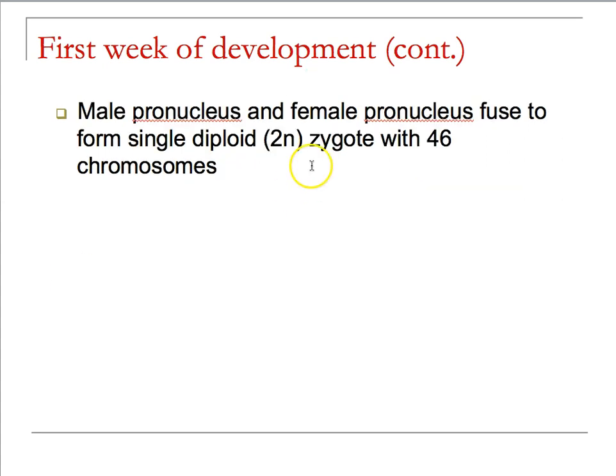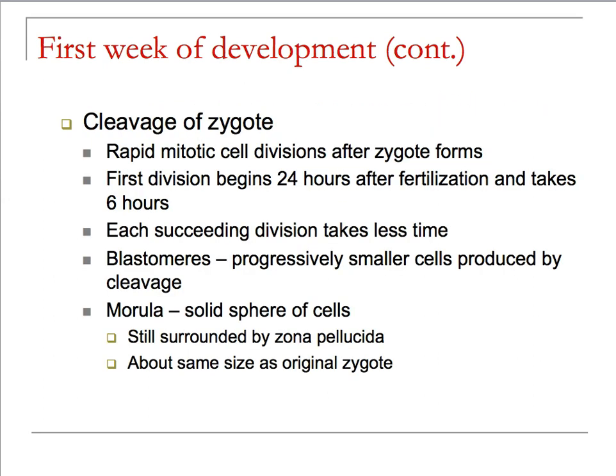So what's going to happen, of course, is the male pronucleus and the female pronucleus divide, so you end up with 46 chromosomes in total. Now, once you have this really large secondary oocyte that has been fertilized, so therefore it's a zygote, it's going to begin division, okay? And each successive division takes less and less time.